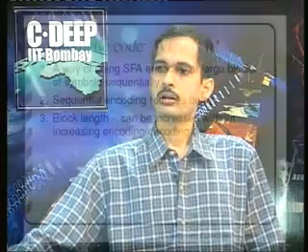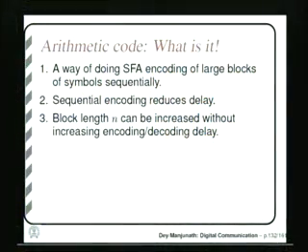What is arithmetic code? Arithmetic code is a way to do Shannon-Fano-Elias coding for large block length iteratively. So as symbols come, we keep constructing the code. We don't receive the whole block and then do coding. So this has several advantages. One is that sequential encoding reduces delay.